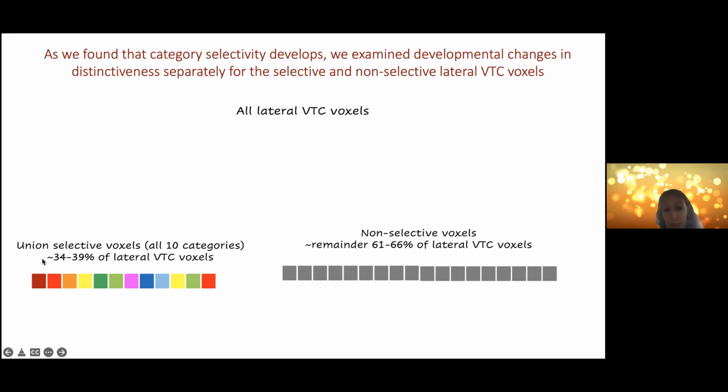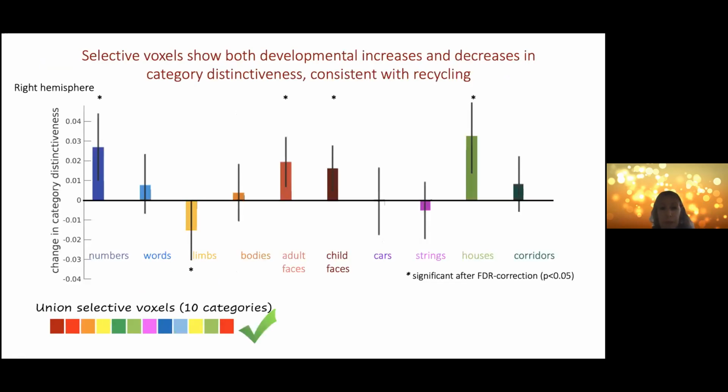So we're going to measure separately the change in distinctiveness over development for the selective and non-selective voxels of VTC. When we look at the selective voxels, for example in right VTC, we see increases in distinctiveness for faces and decreases for limbs, as I showed you before. But there are also increases in distinctiveness for patterns that didn't show increases in volume, for example numbers and houses in the right hemisphere. There are no significant changes for other categories.